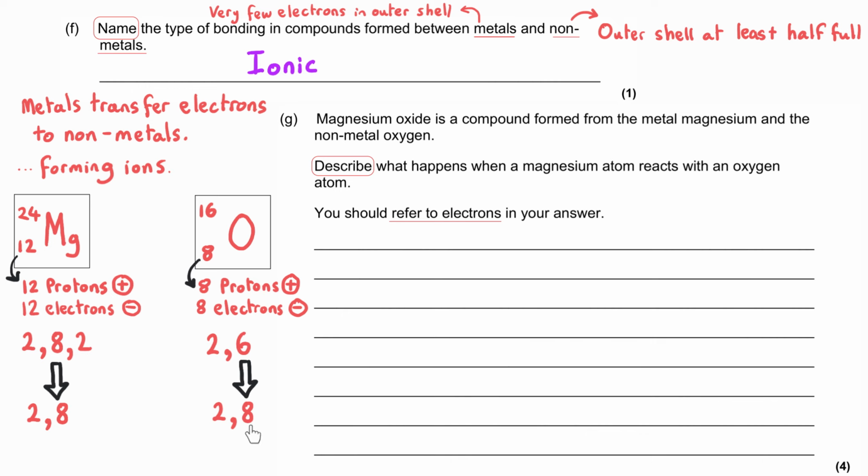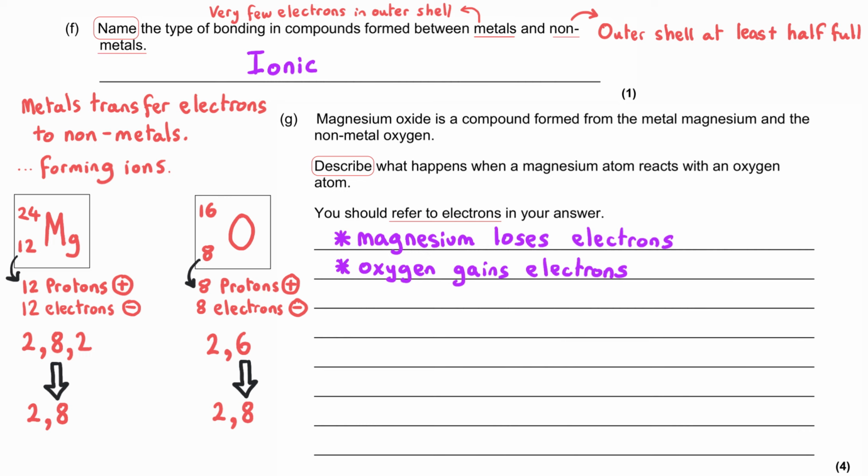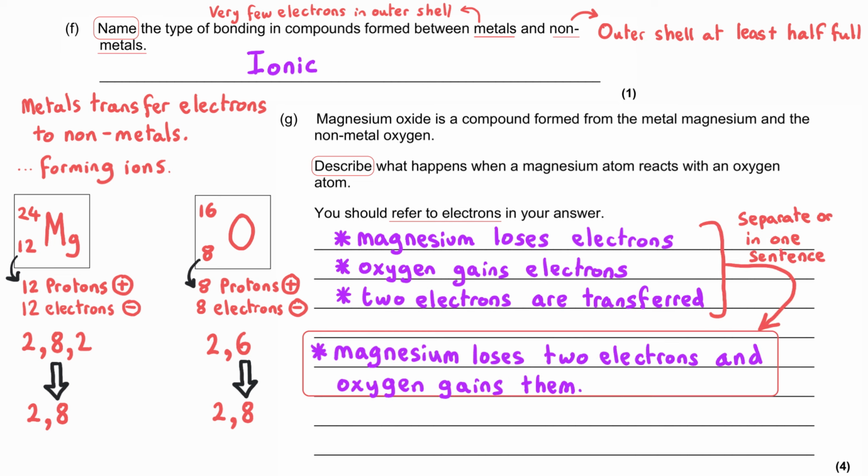And so to connect these ideas together, we need to say that the magnesium loses electrons and the oxygen gains electrons. There's a mark for each of those ideas. We also need to recognise that it's not just 1 electron being gained, but actually it's 2 electrons that are being gained by the oxygen and lost by the magnesium. So I'm showing these as separate ideas, but you could actually get all 3 marking points from saying that magnesium loses 2 electrons and oxygen gains those 2 electrons. So the one sentence actually gets you 3 marks.